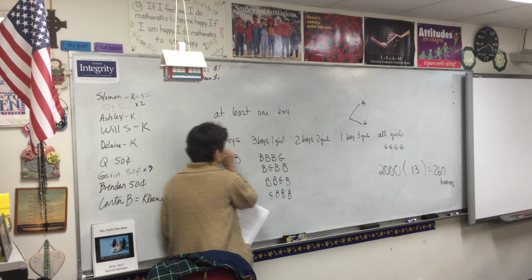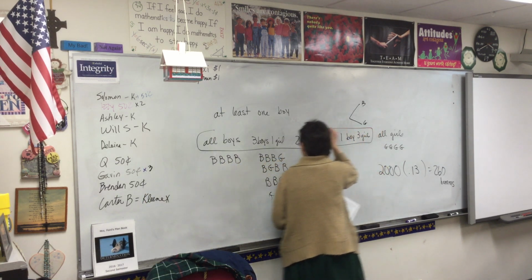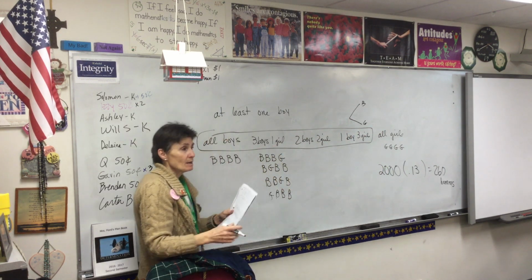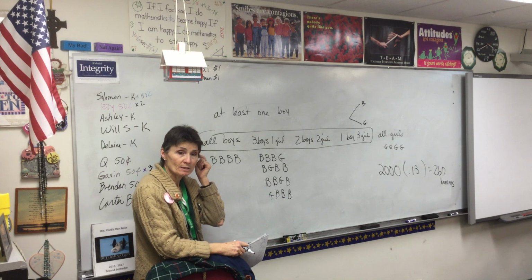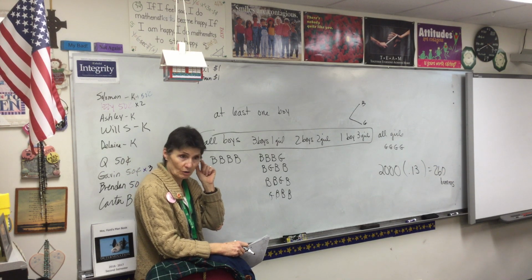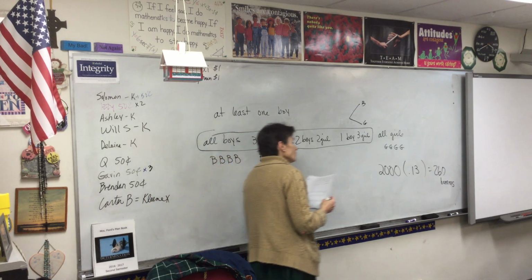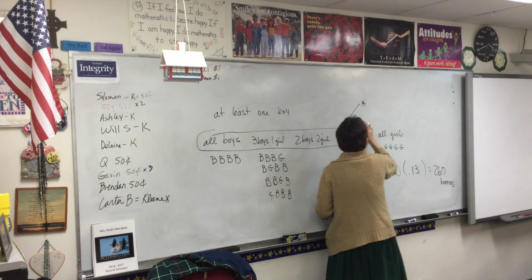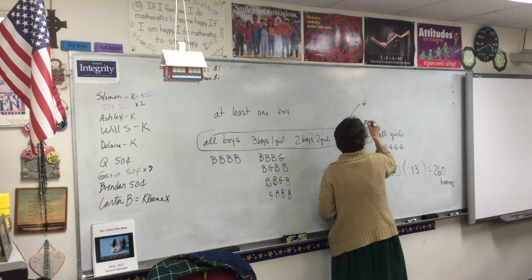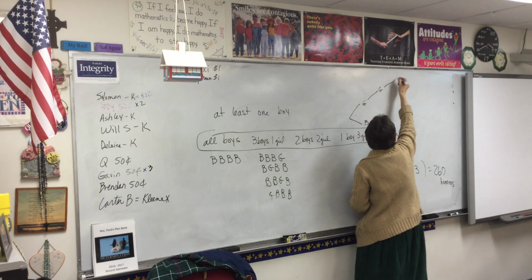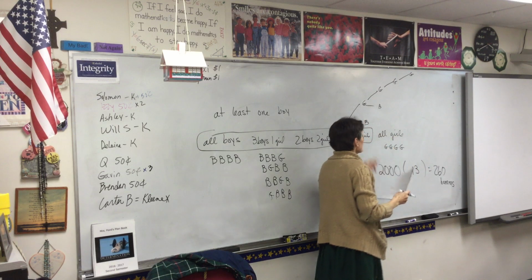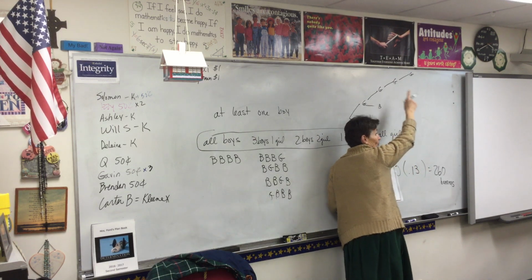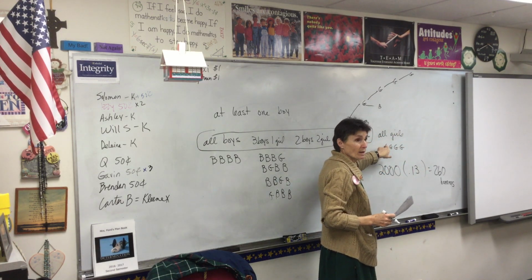Doesn't at least one boy include all of this? Yes. The only thing at least one boy doesn't include is what? All girls. So instead of doing the whole tree diagram, what if I just did this piece of it? Now, these all have other branches, for sure, but I don't need all those other branches because I want girl, girl, girl, girl, if I'm doing this one.